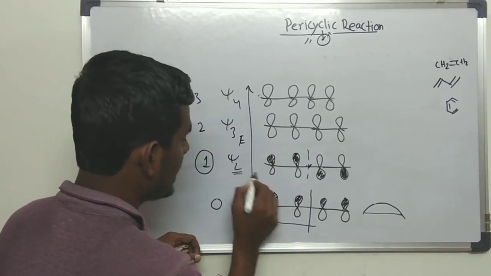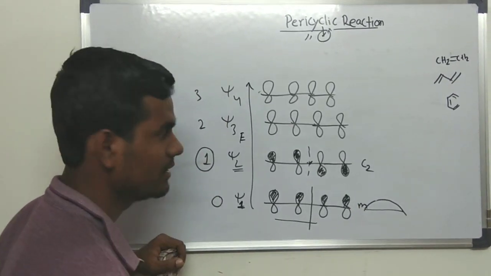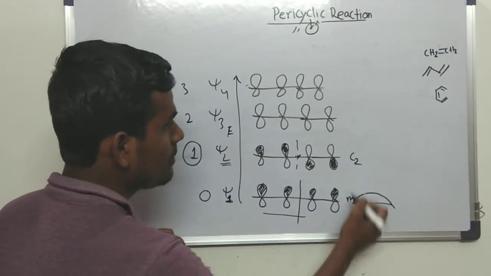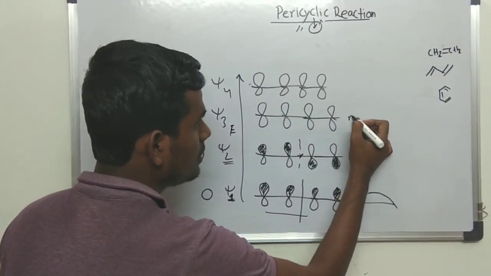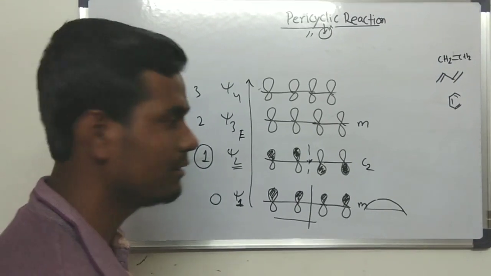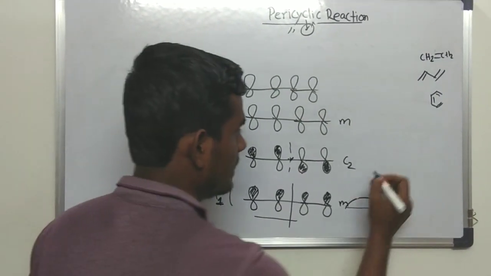So my psi2 has a C2 symmetry and it has a mirror symmetry. So this is generally followed in the upper molecular orbitals also. So my next molecular orbital will contain mirror symmetry. One more thing I would like to say: suppose you don't know where my nodal plane will be.